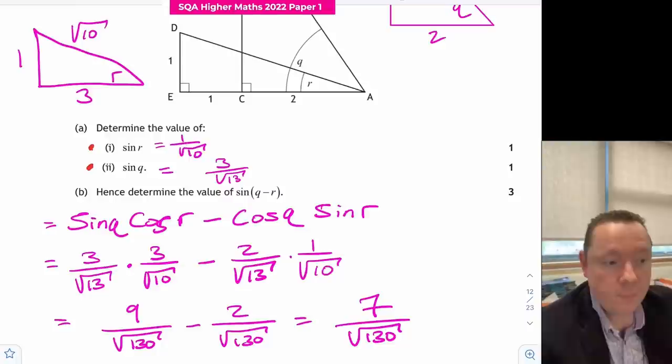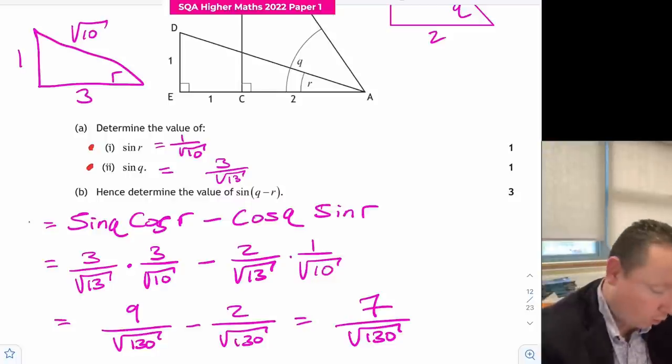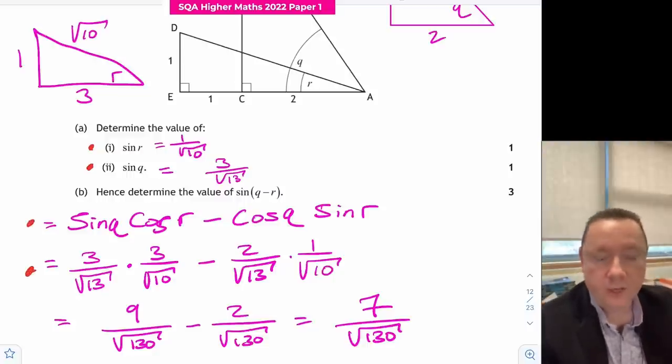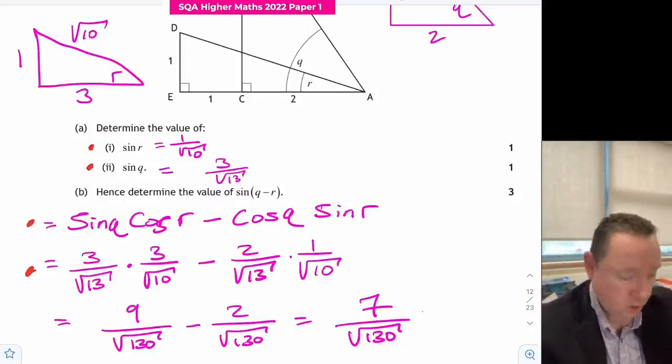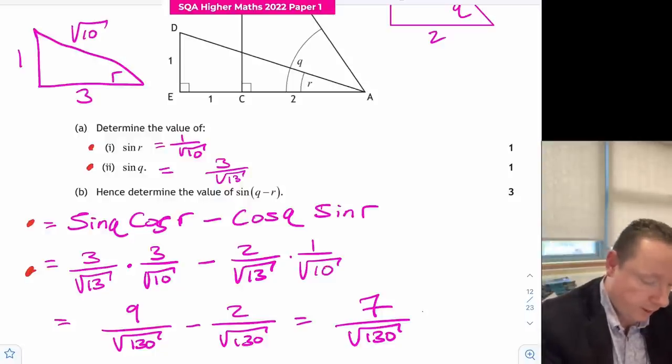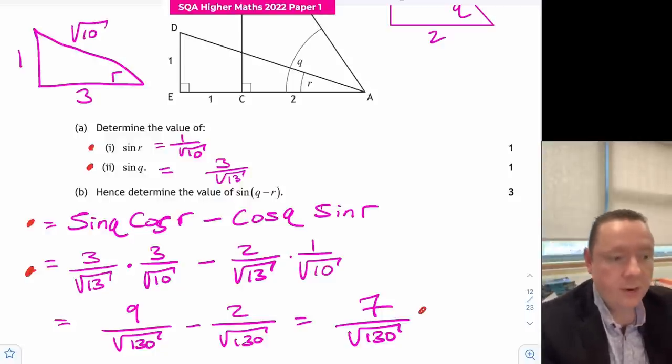So where do you get your marks for part B? If you write down sine Q cos R minus cos Q sine R, or you imply that by doing this, you get your marks. So there's mark 1. Substituting in, 3 over root 13 times 3 over root 10 minus 2 over root 13 times 1 over root 10 is your second mark. And then your final mark, obviously, for working it out as 7 over root 130. So there's your final mark there.